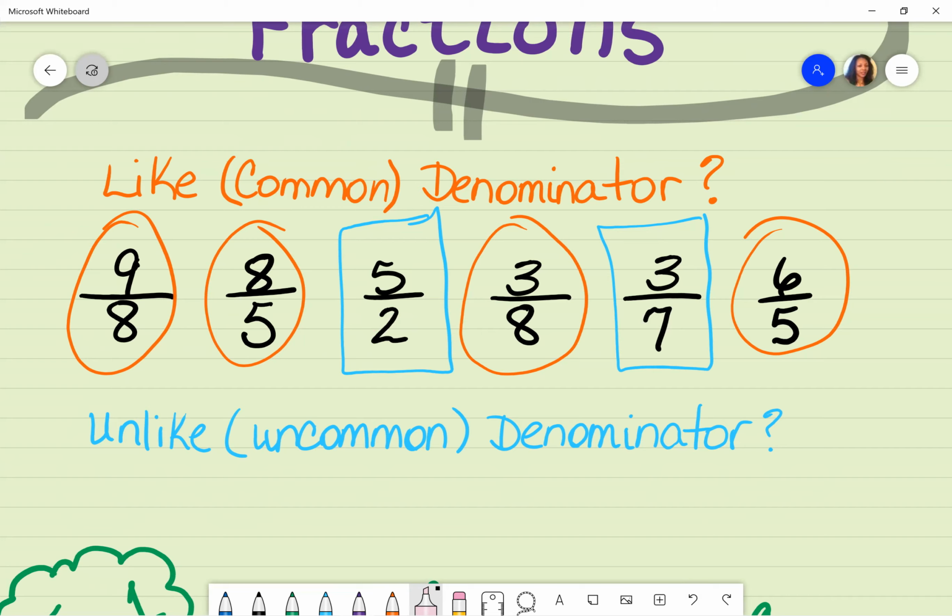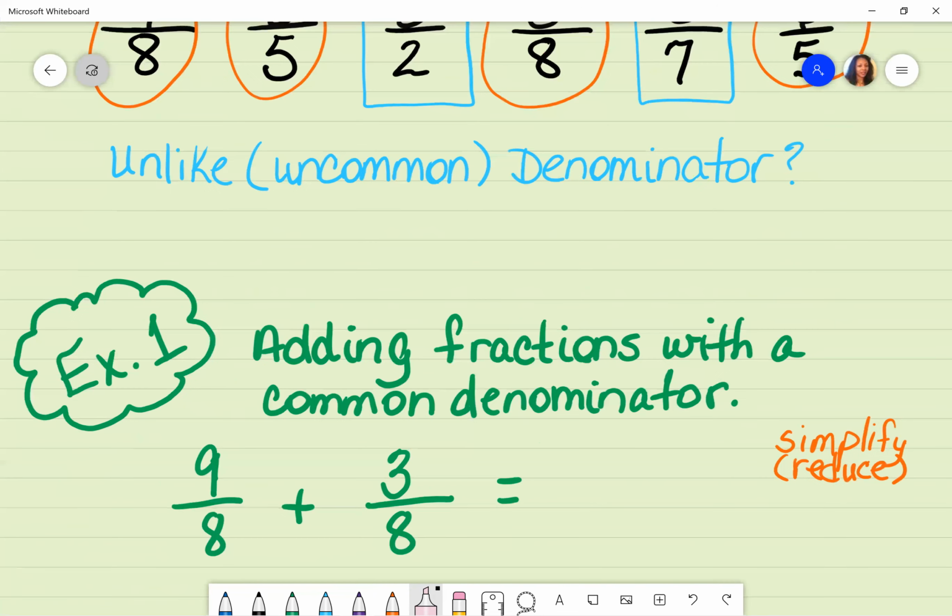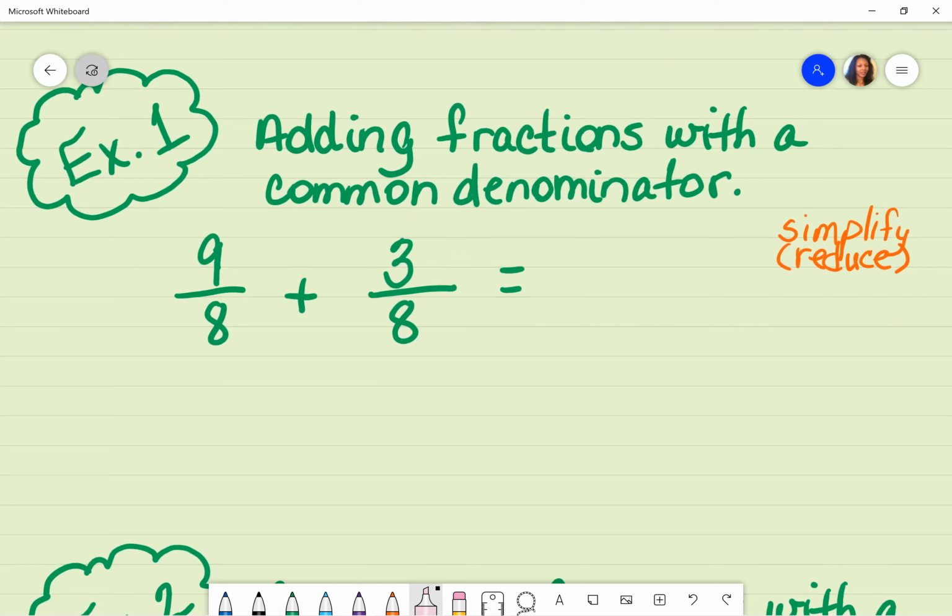All right, so let's go ahead and try example 1. For example 1, what are we asked to do? We are asked to add fractions with a common denominator. All right, so can you explain to me what you would do if you saw this problem? Since they already have common denominators, the eights, I would just add 9 plus 3, which is 12. So that would be 12 over 8. So wait, I don't have to add 8 plus 8? Nope, because they're already common denominators.